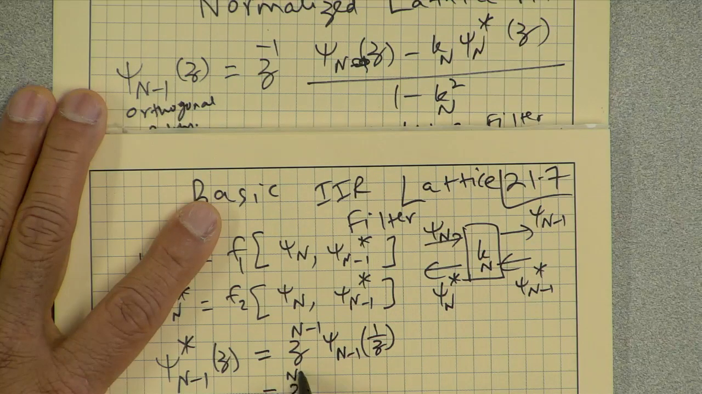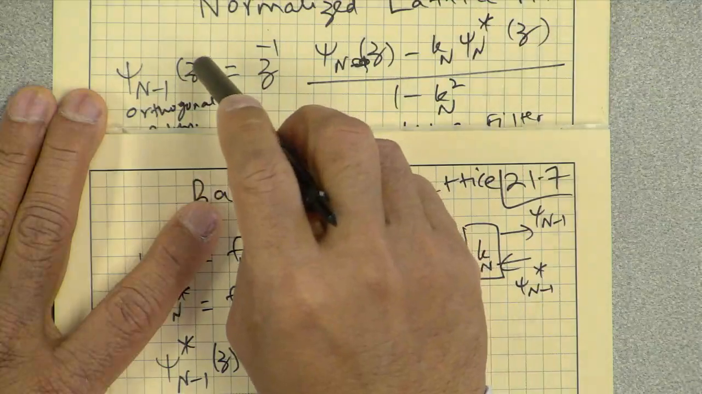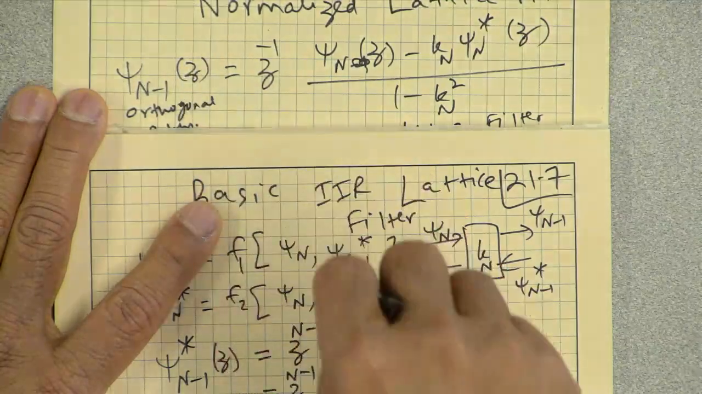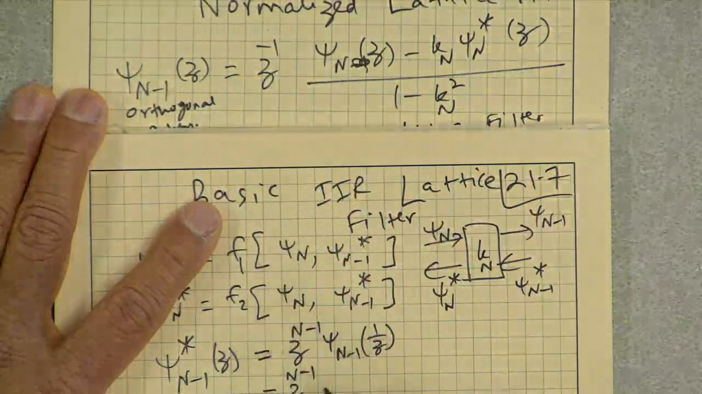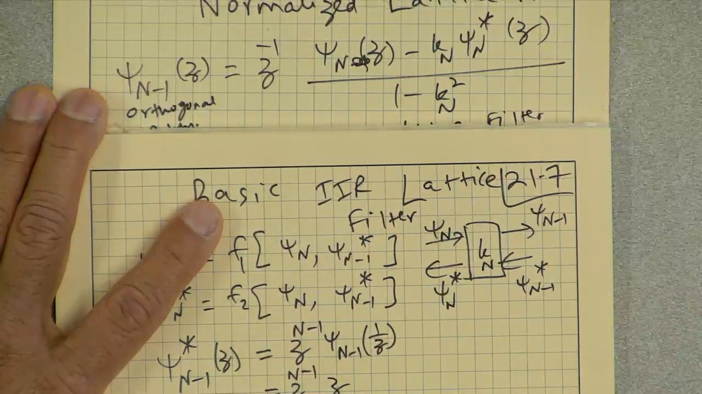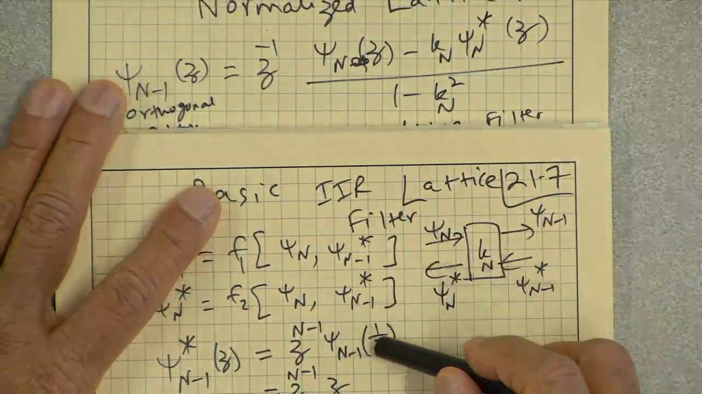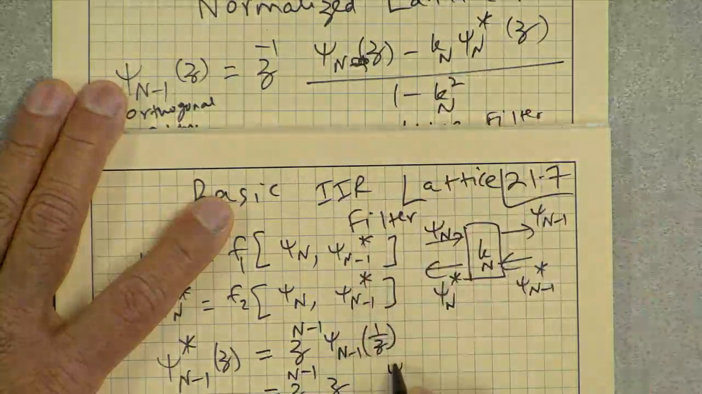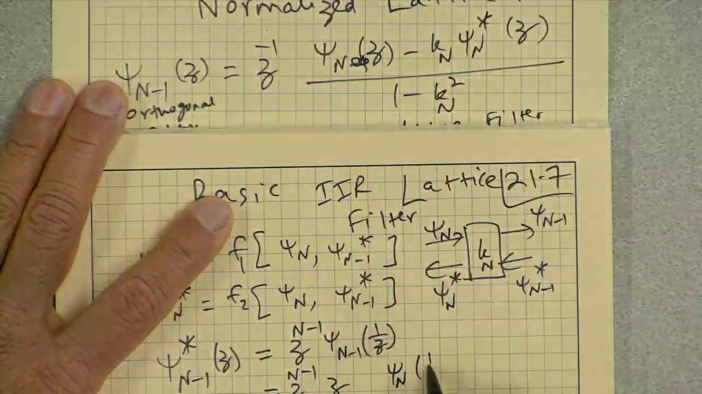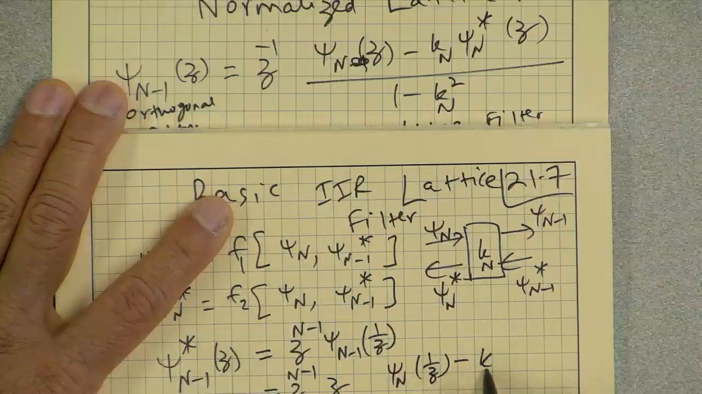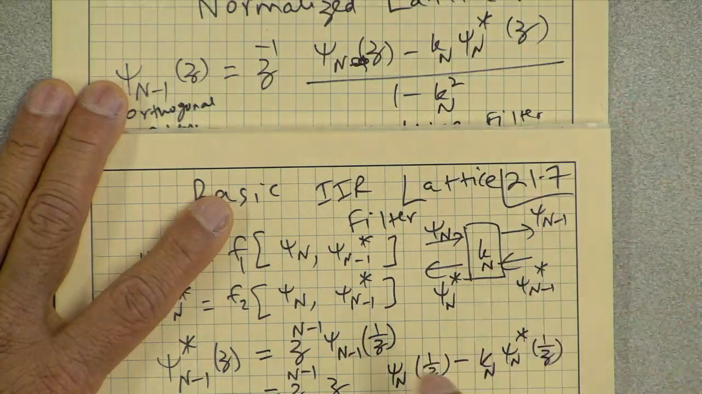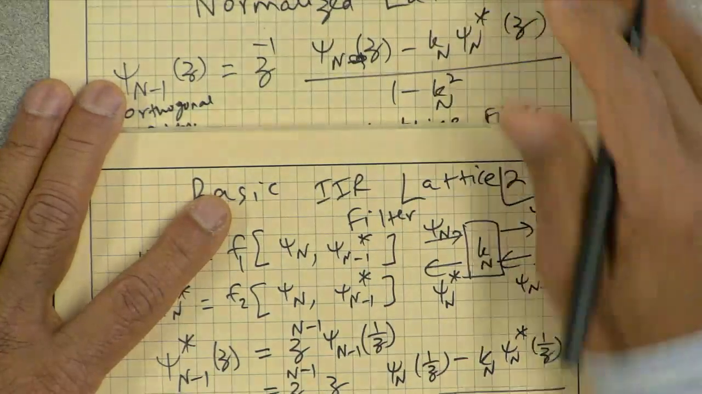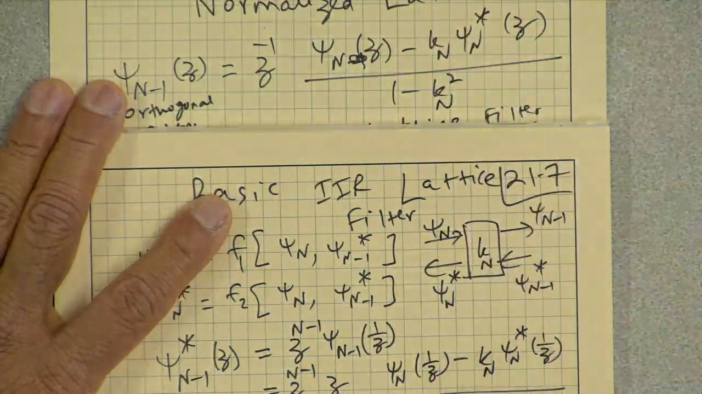And I can write that as z to power n minus 1. So wherever there is z, replace by 1 over z. So this z to power minus 1 becomes z. Okay, z replaced by z inverse. Psi n 1 over z minus kn psi n star 1 over z, z replaced by 1 over z, divided by 1 minus kn squared.